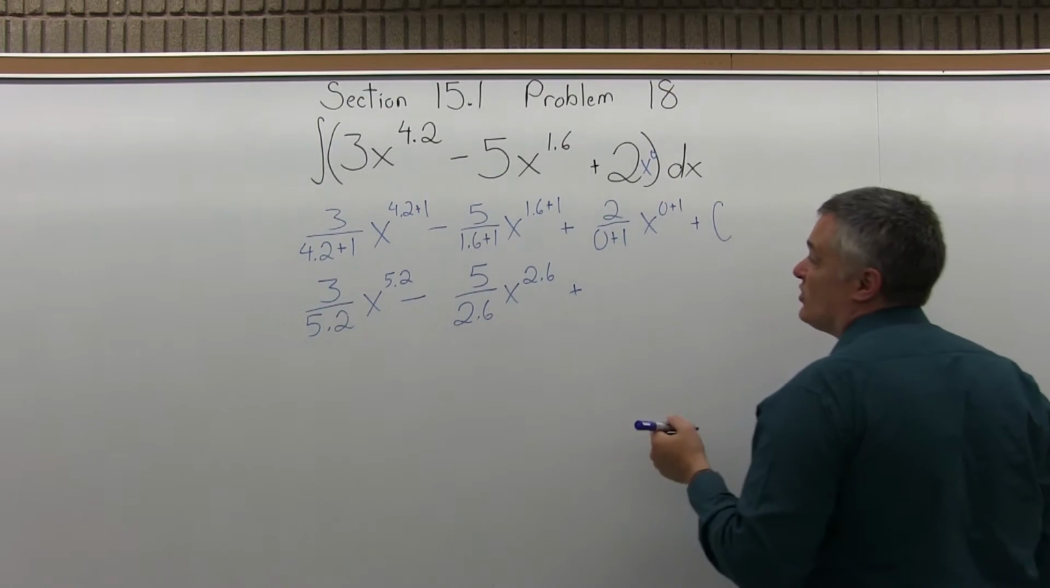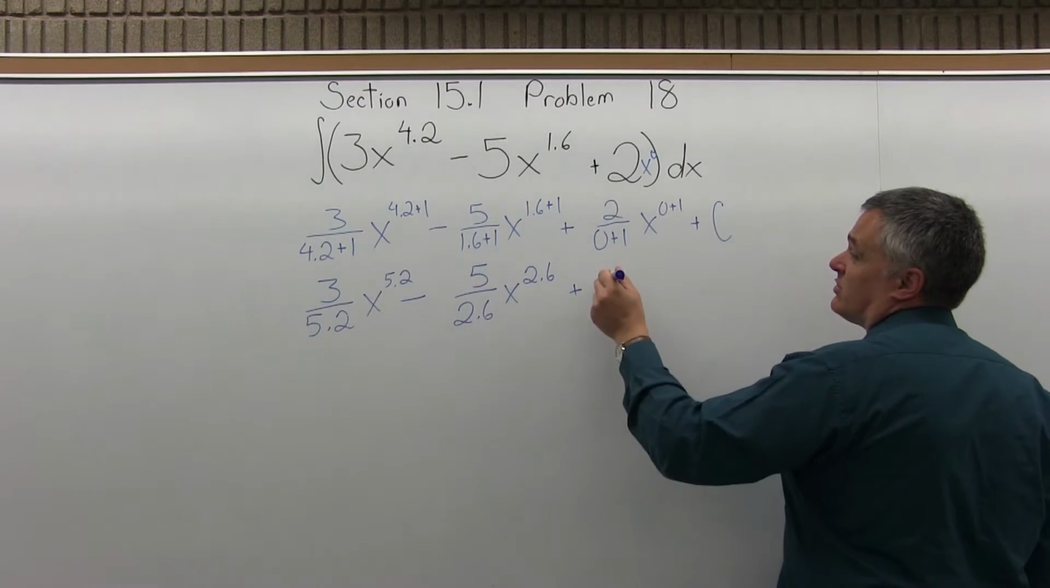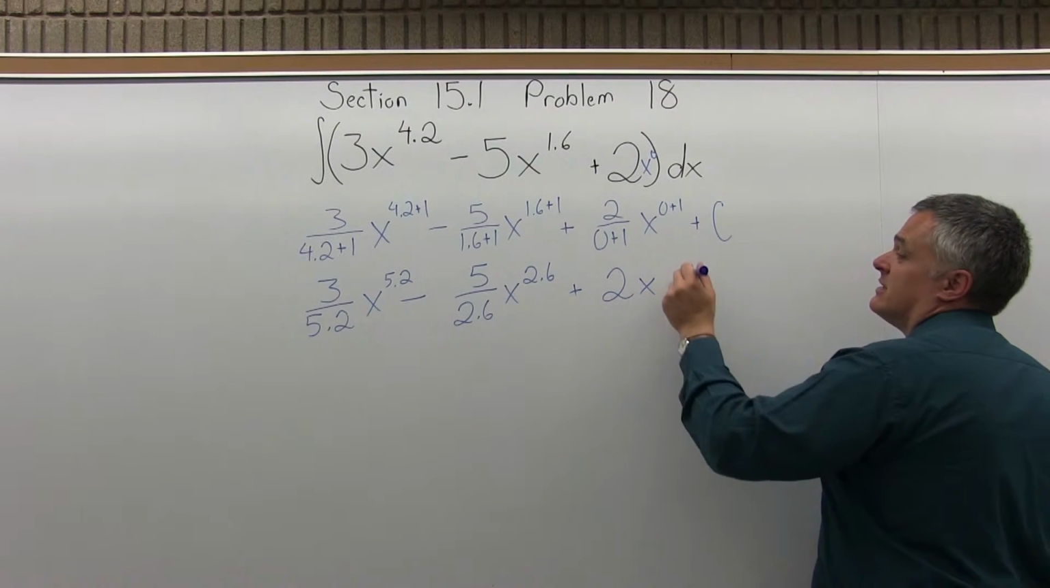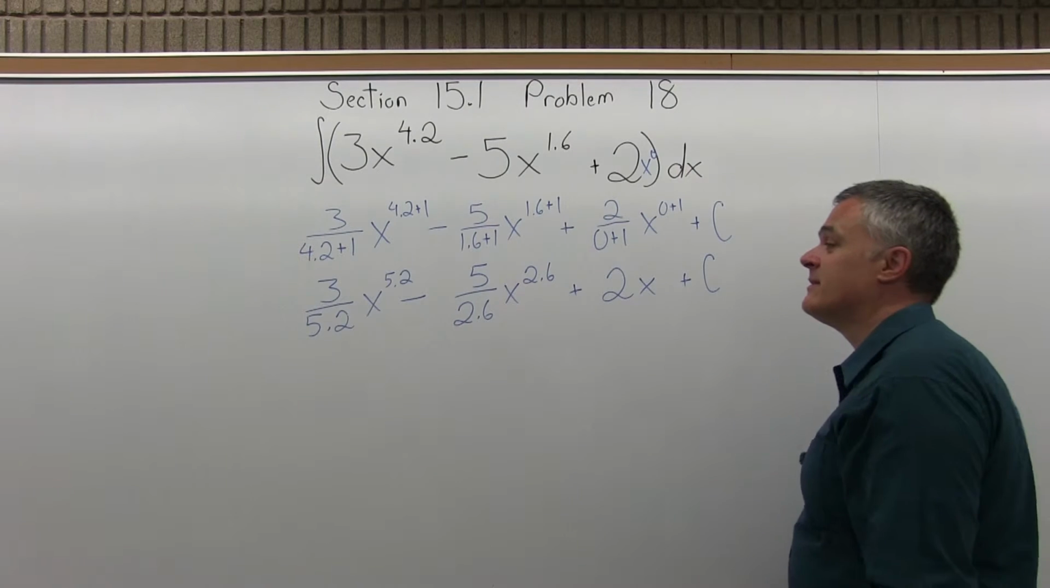And then 2 over 0 plus 1, x to the 0 plus 1. That's 2 over 1, x to the 1, or just 2x. Don't forget the constant on the end.